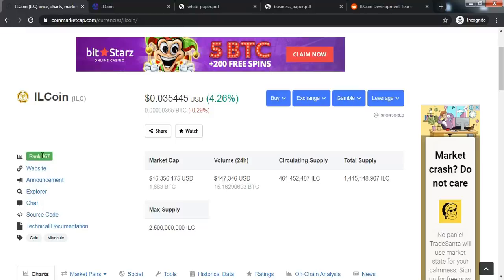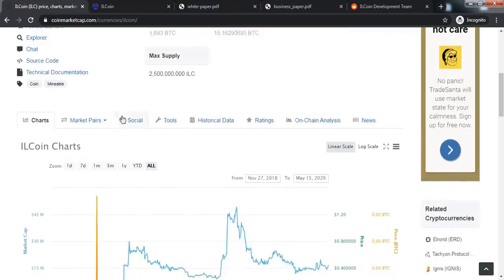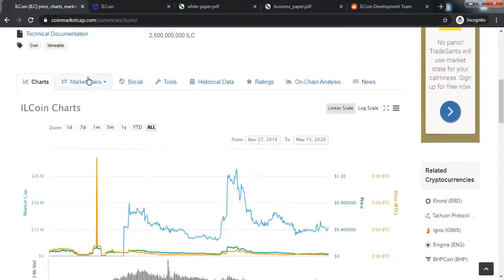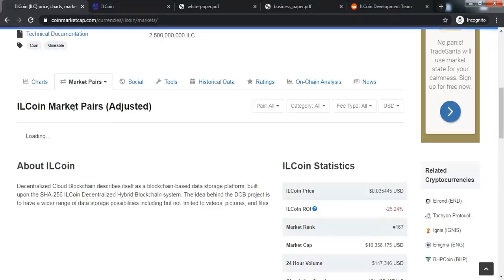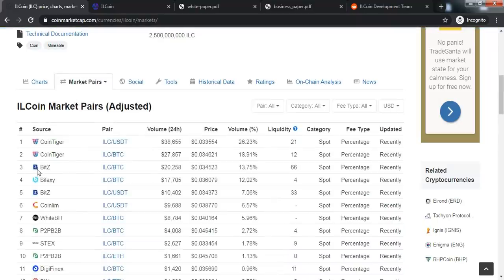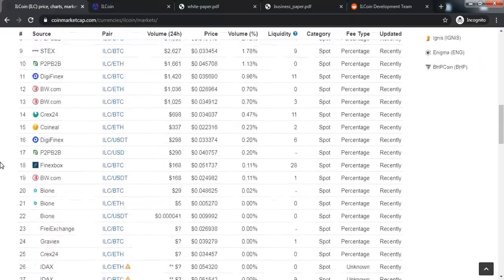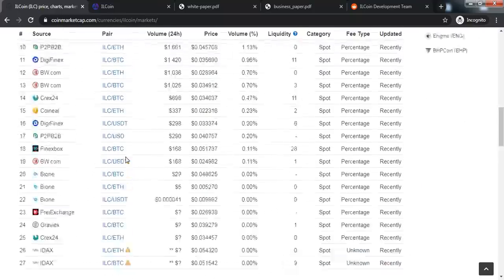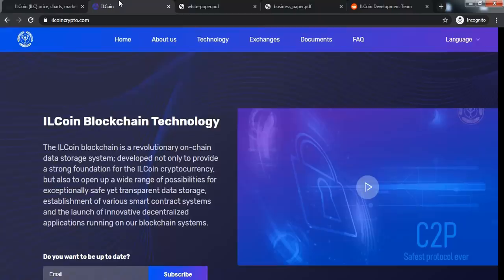Some information like the ranking, website, also the social media, the market cap, the volume in 24 hours, almost 50 Bitcoin, circulating supply, the total supply, and also the maximum supply. This is the chart of the crypto that we covered, and we'll find it on some exchanges such as BitZ, P2P, and also some great exchanges with Ethereum, Bitcoin, USDT. And the website looks professionally designed.